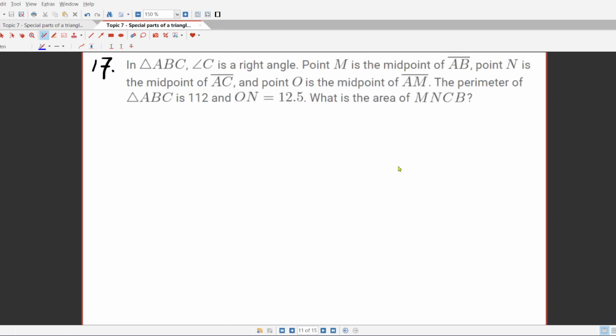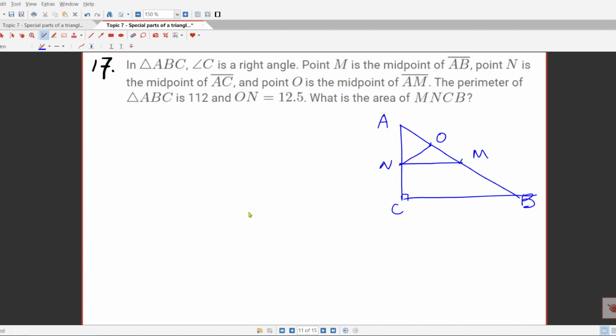In triangle ABC, angle C is a right angle. So let's draw this triangle by itself. ABC. C is here. C is a right angle. Point M is a midpoint of AB, so M is here. Point N is midpoint of AC, N is here, right? And O is the midpoint of AM. O is here. The perimeter of ABC is 112, and ON is 12.5. So let's connect these segments. What is the area of MNCB?